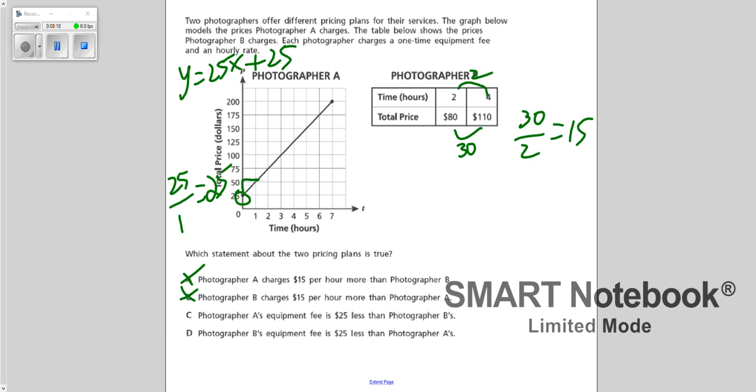Well, I've got to figure out photographer B, so I'm going to work backwards to get to 0. Working backwards, that's 50. So 50 versus 25. So photographer A's equipment fee is 25 less than photographer B's. That's correct.